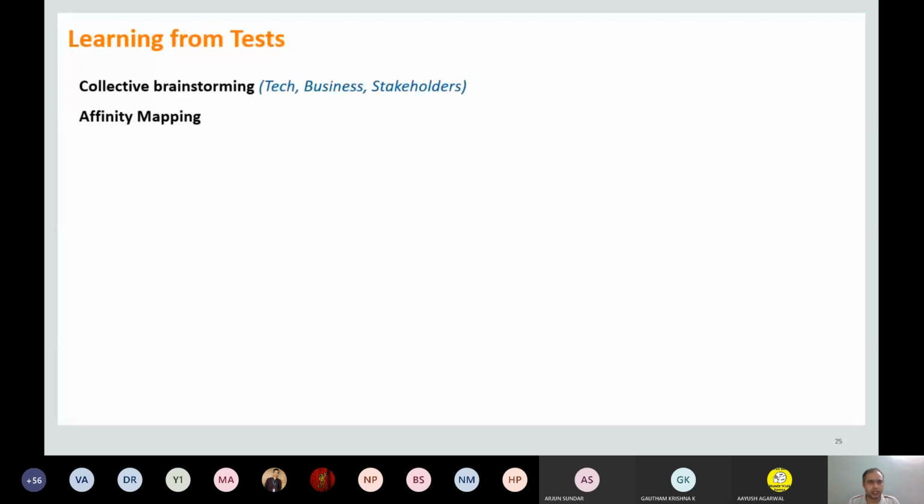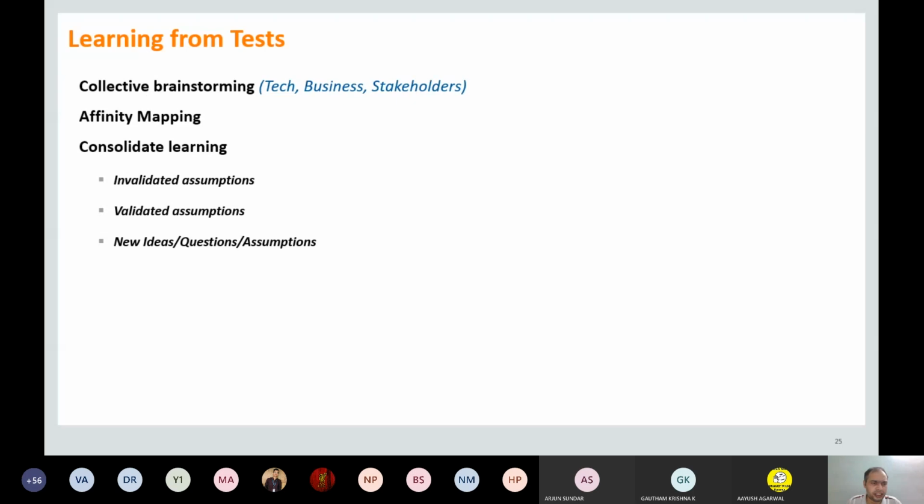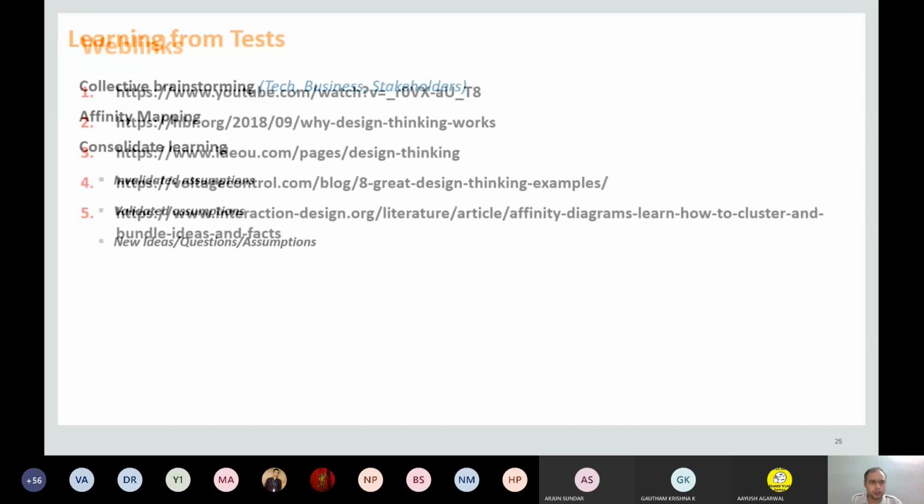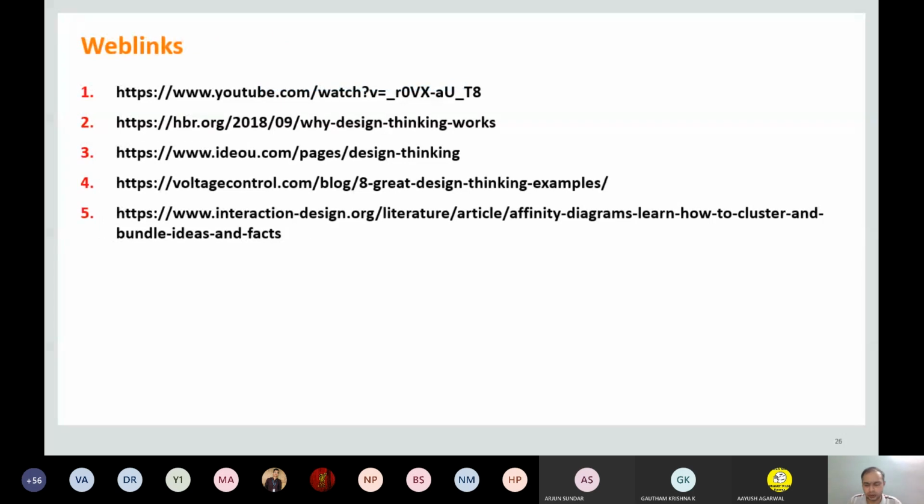So that's the thing. Again, for learning, we are going to do a lot of collective brainstorming, and affinity mapping can be done. These are the other things, like how you can collect the data, consolidate learning, invalidated assumptions, validated assumptions, new ideas, new assumptions, new questions can be framed. So all these things you can do. You can refer to these websites to do this.